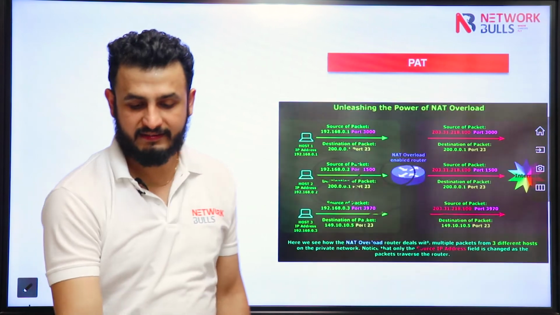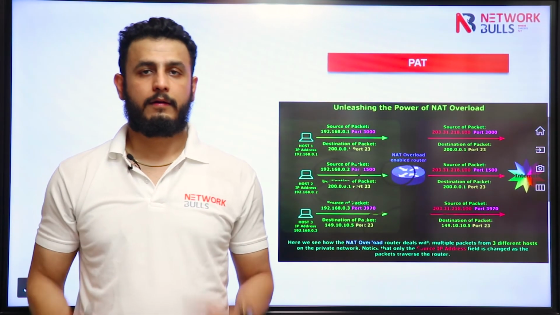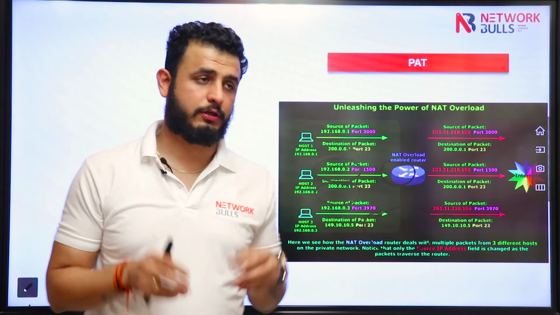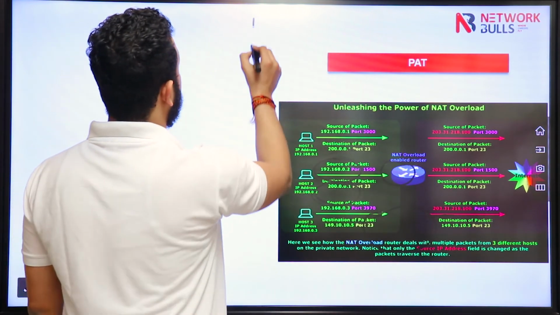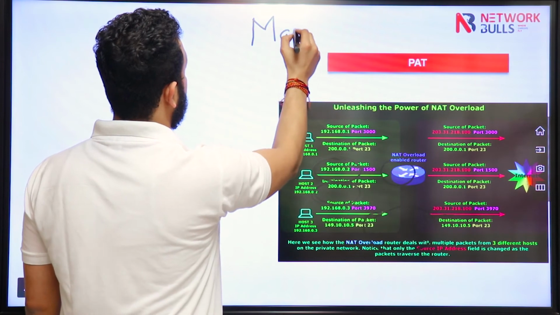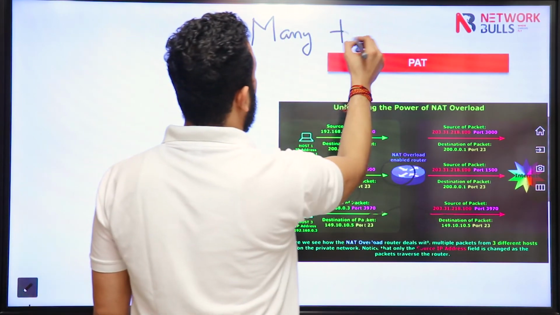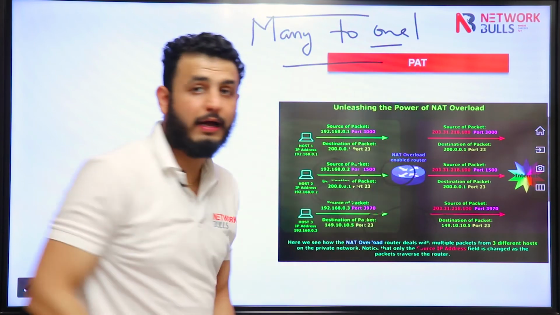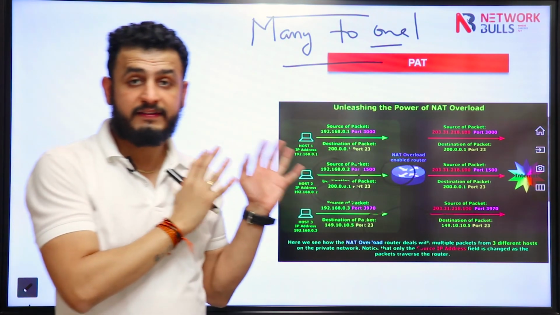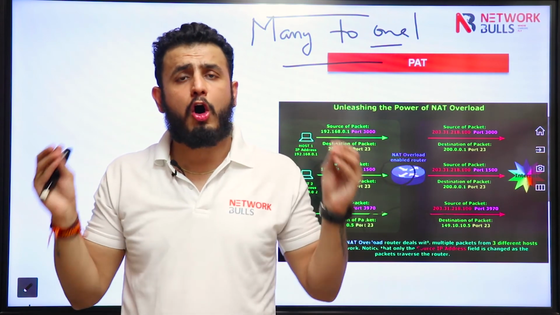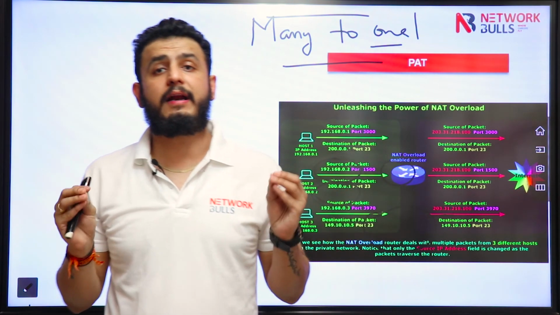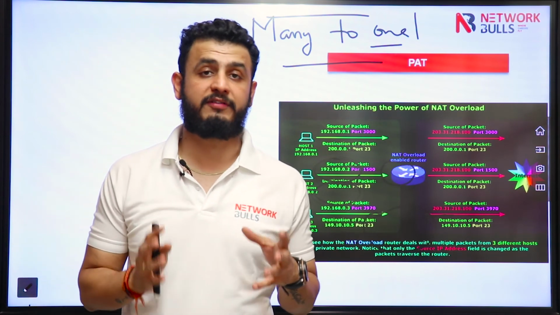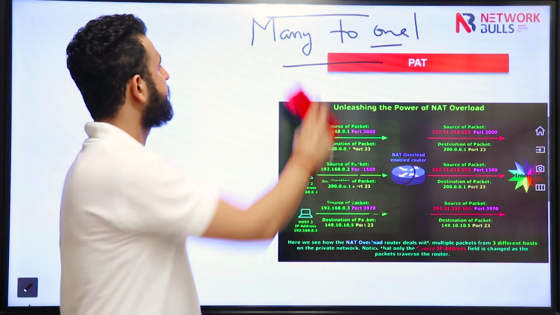So the solution is very simple. We come up with a concept of PAT. Now, what is PAT? PAT means port address translation. PAT is also called many-to-one translation. So guys, yes, I just said many-to-one. It means all users' traffic will be translated into a single IP. How? How is this possible? Let me tell you how.